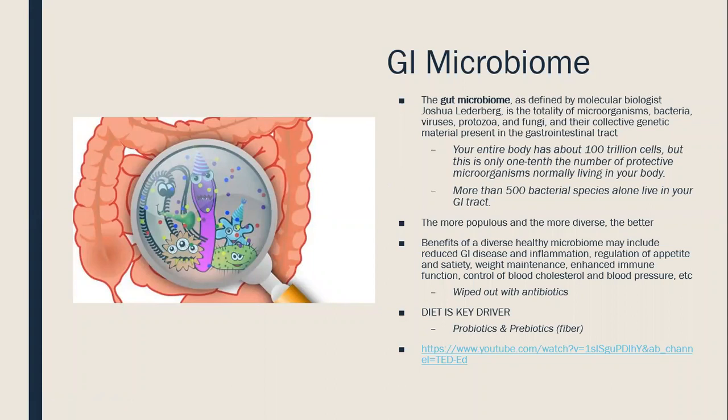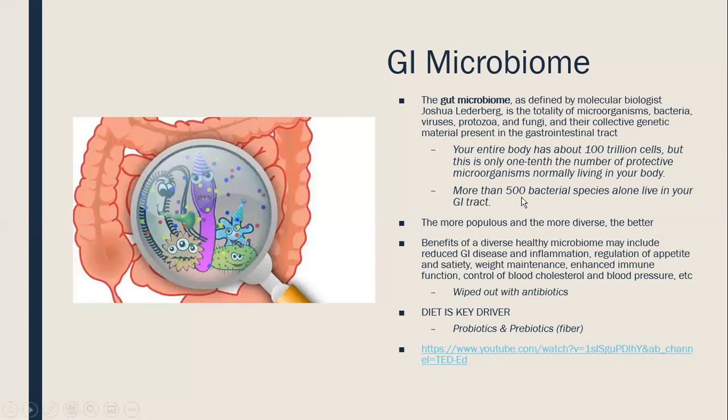Last but not least, we'll take a look at our gut microbiome. The gut microbiome is a huge emerging topic in the research, and what we've found is we have a gigantic totality of microorganisms ranging from bacteria to viruses to protozoa, fungi, and collectively they have genetic material within us in addition to our genetic material that help make up part of us. They also help to digest nutrients within us, and within the body we have about 1 trillion cells. This makes up only about 1/10 of the number of protective microorganisms that live within you, namely within the gut.